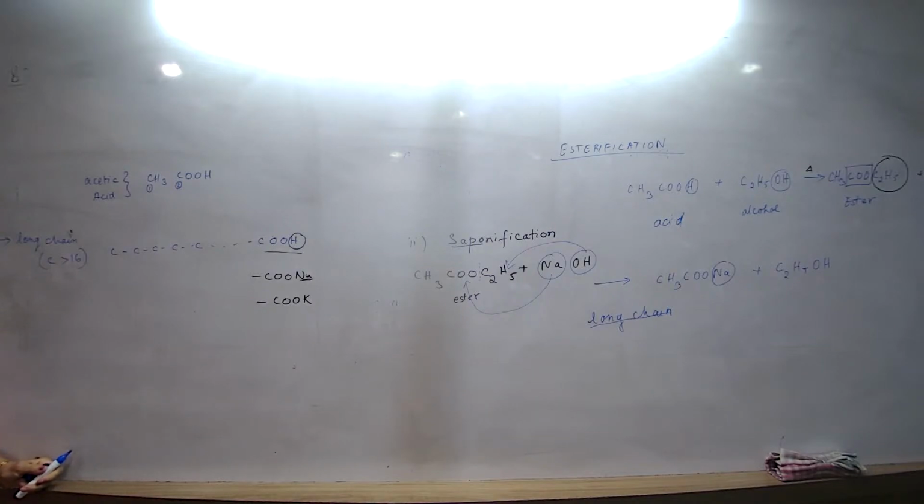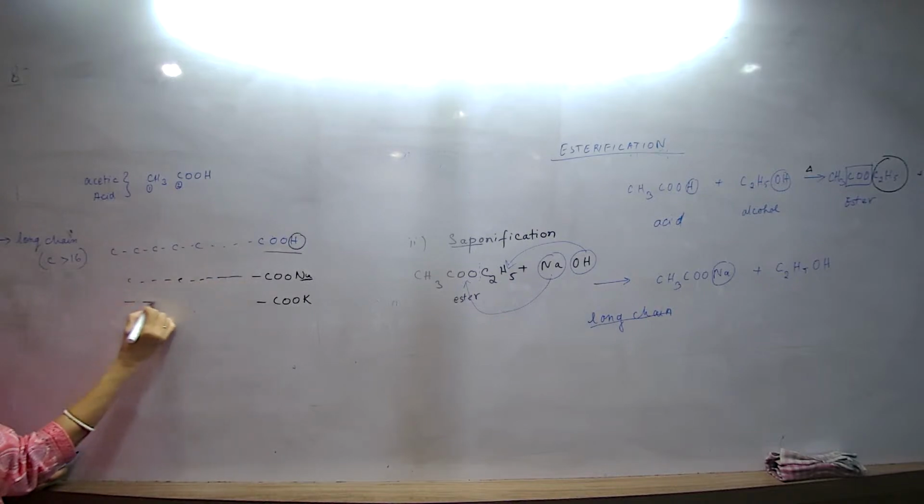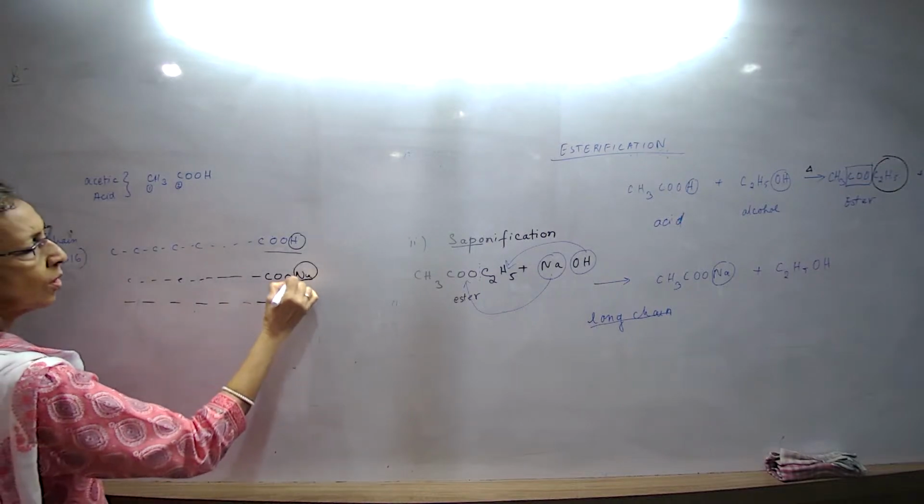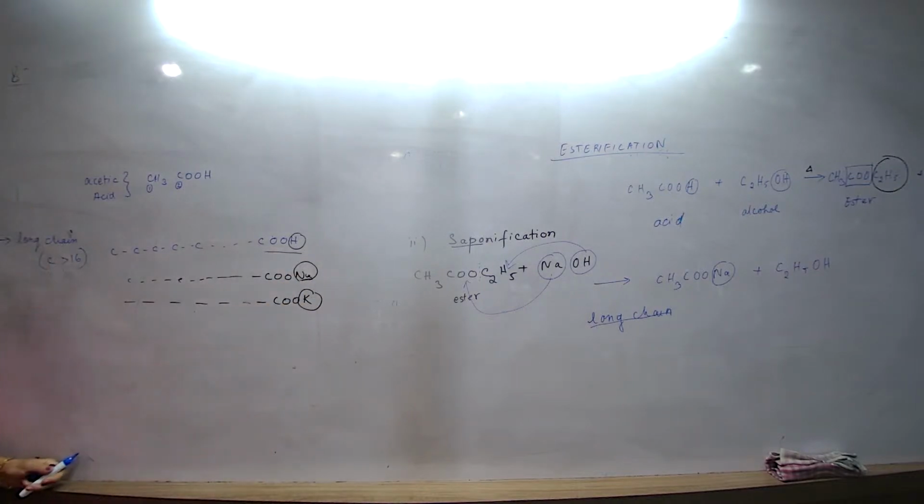We have taken an acid. Correct? What is a long chain acid? More than 16 carbons. So I've drawn so many carbons here. These are all carbons. So what did we say? This is the sodium or potassium salt of a long chain carboxylic acid.